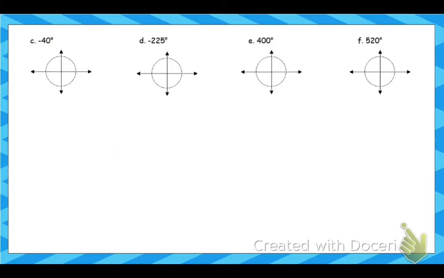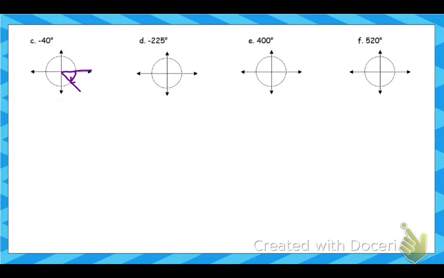All right, so let's look at a few more. Negative measures just mean we go in the opposite direction. So I still start at 0. I'm going to go backwards 40 degrees this time, though. If I'm going backwards, this would be negative 90. Well, negative 40 is not quite there. So that's where negative 40 would be.